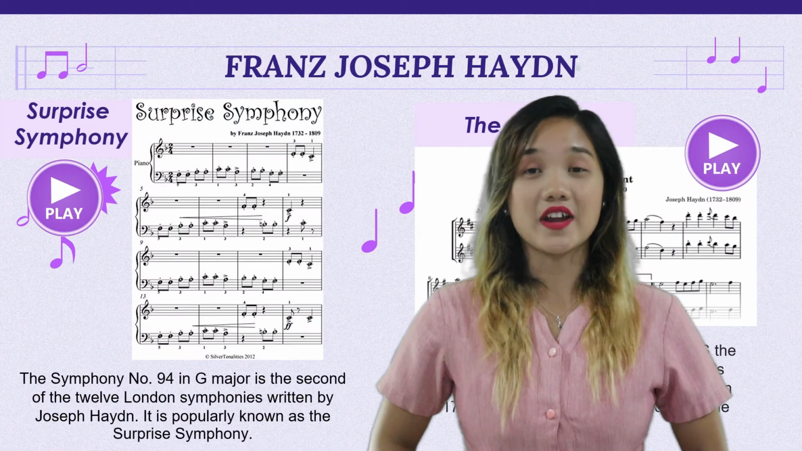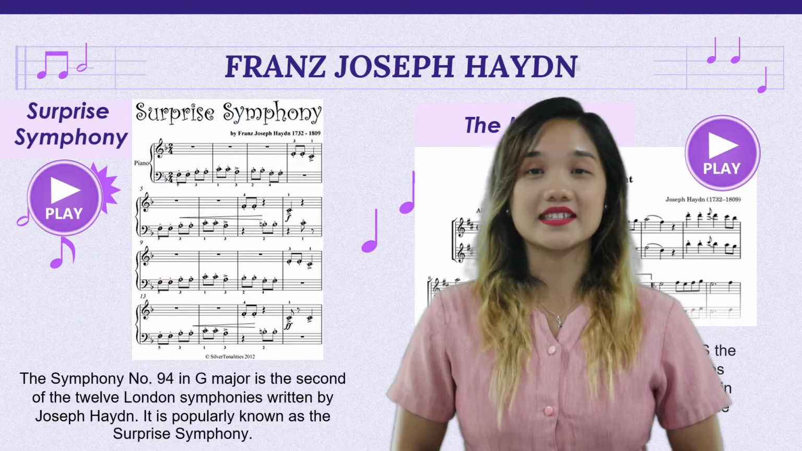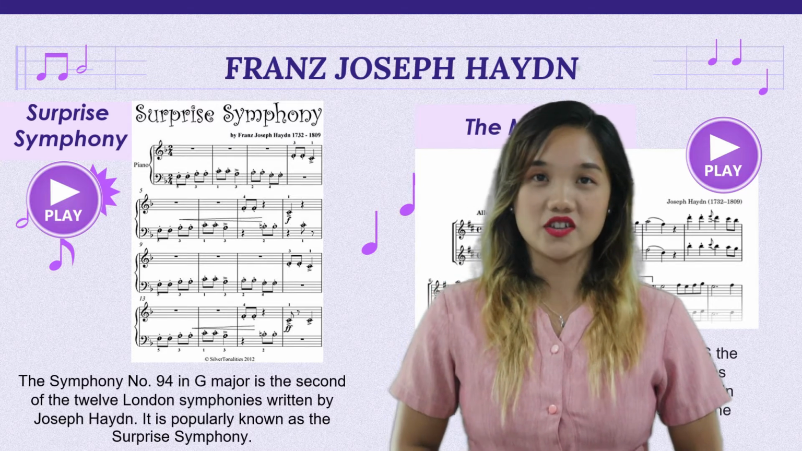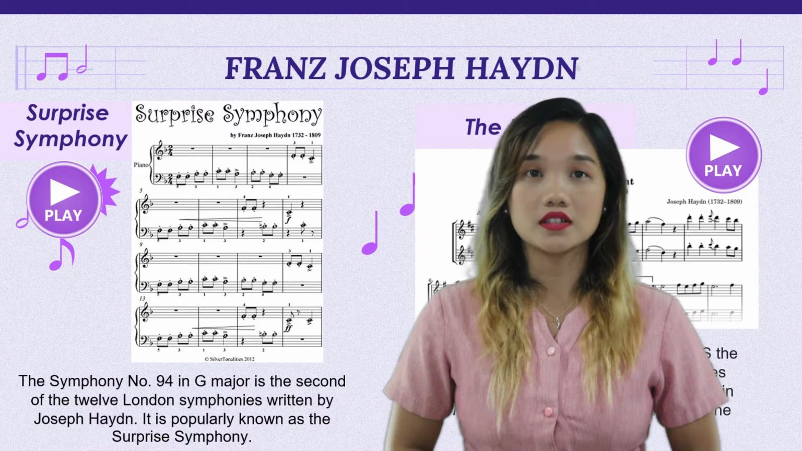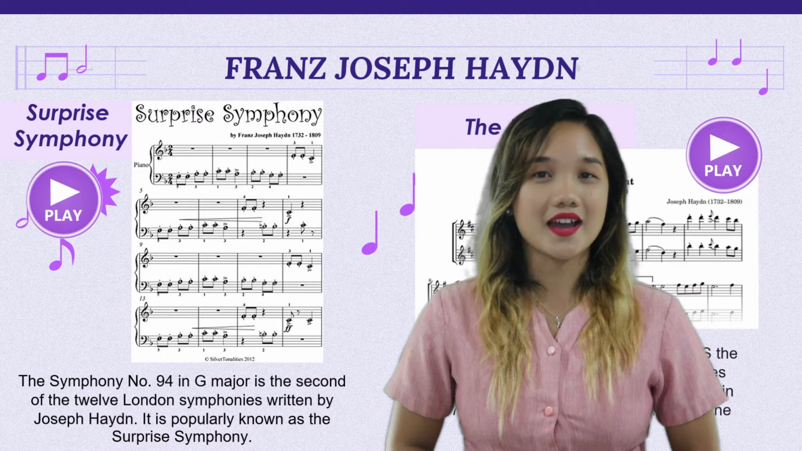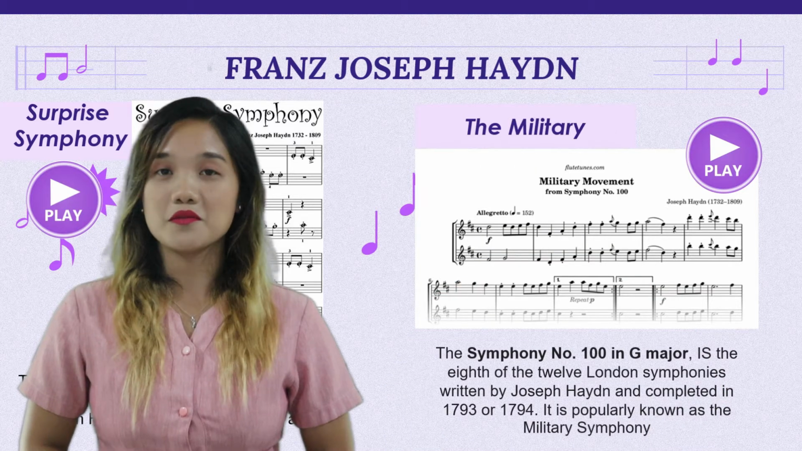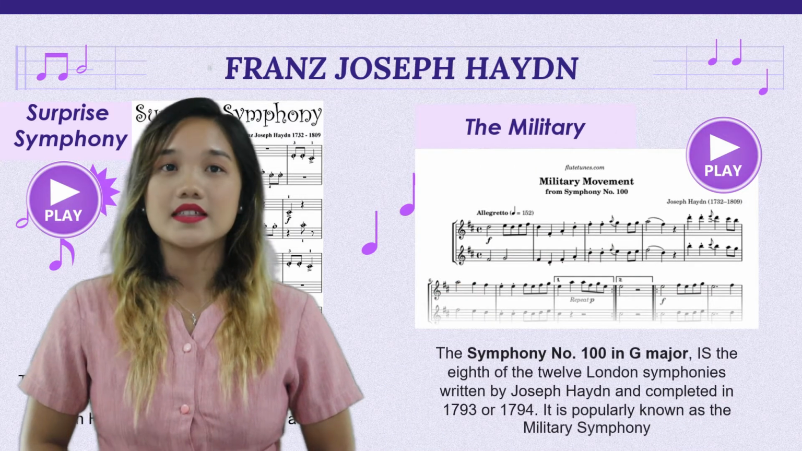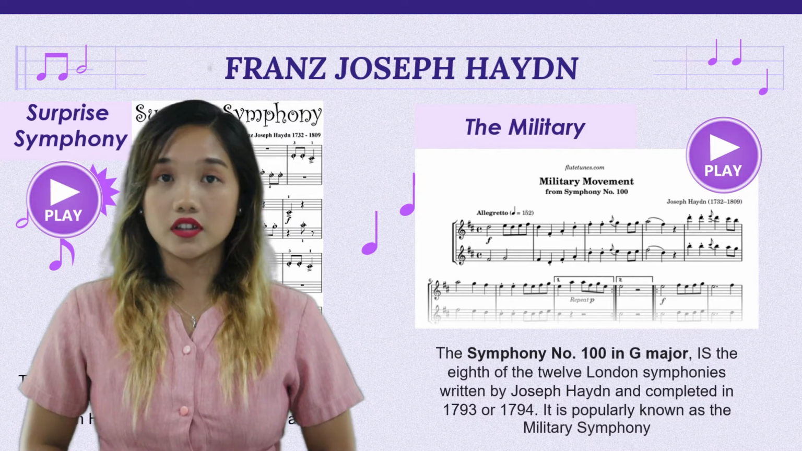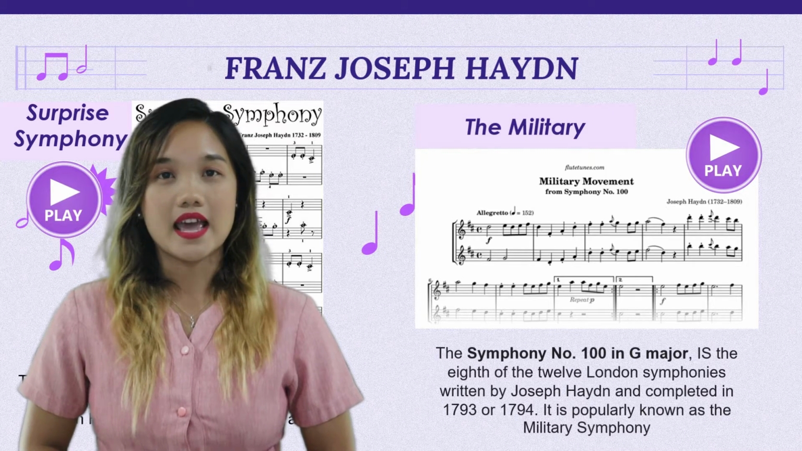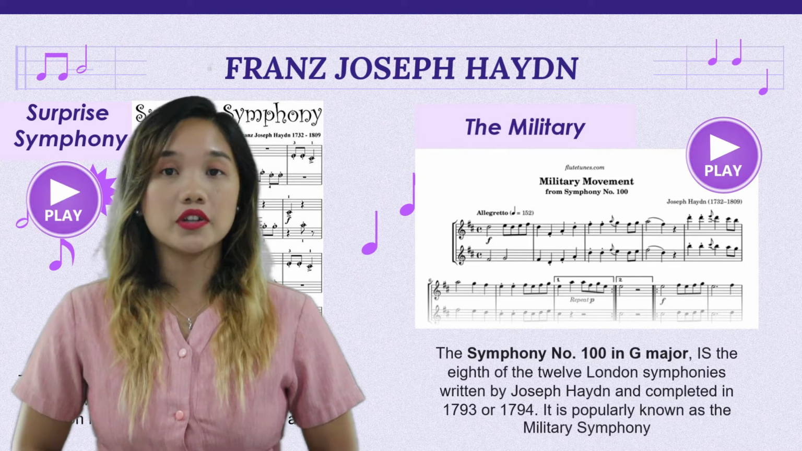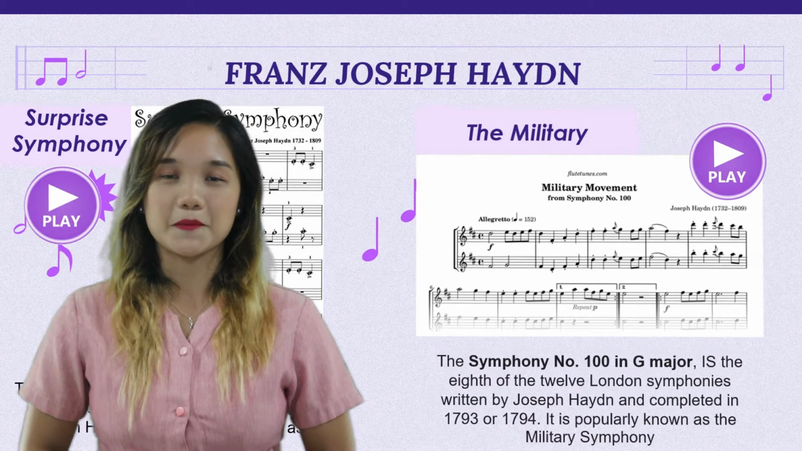Here are the works of Franz Joseph Haydn. First is the Surprise Symphony. The Symphony number 94 in G major is the second of the 12 London symphonies written by Joseph Haydn. It is popularly known as the Surprise Symphony. The second one is the Military. The Symphony number 100 in G major is the 8th of the 12 London symphonies written by Joseph Haydn and completed in 1793 or 1794. It is popularly known as the Military Symphony.